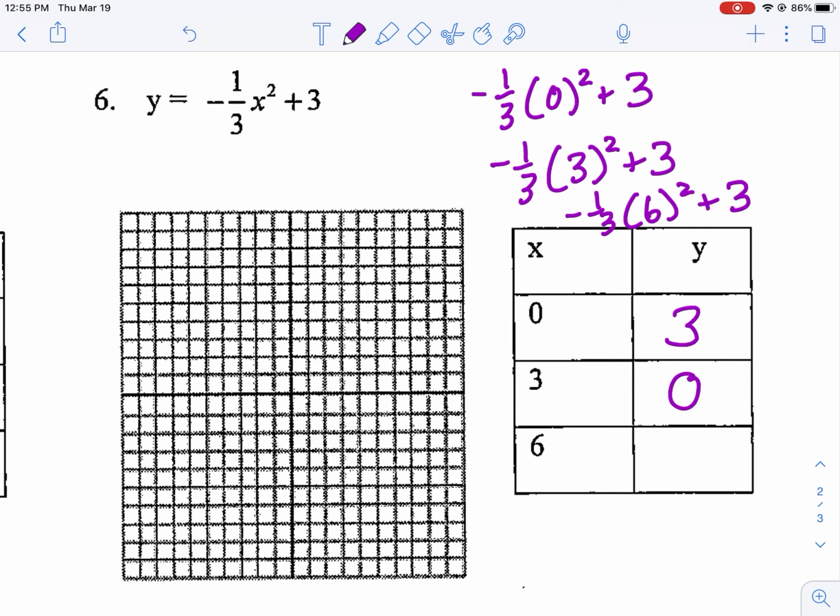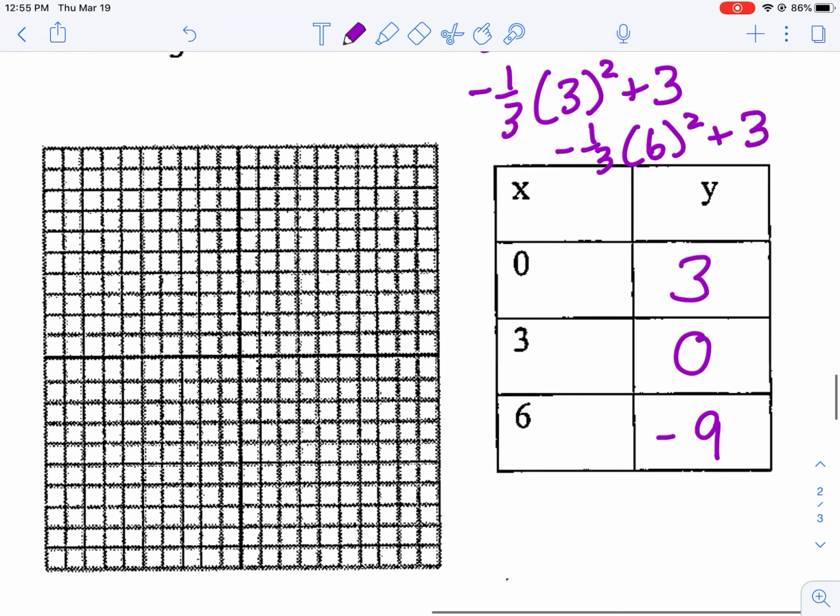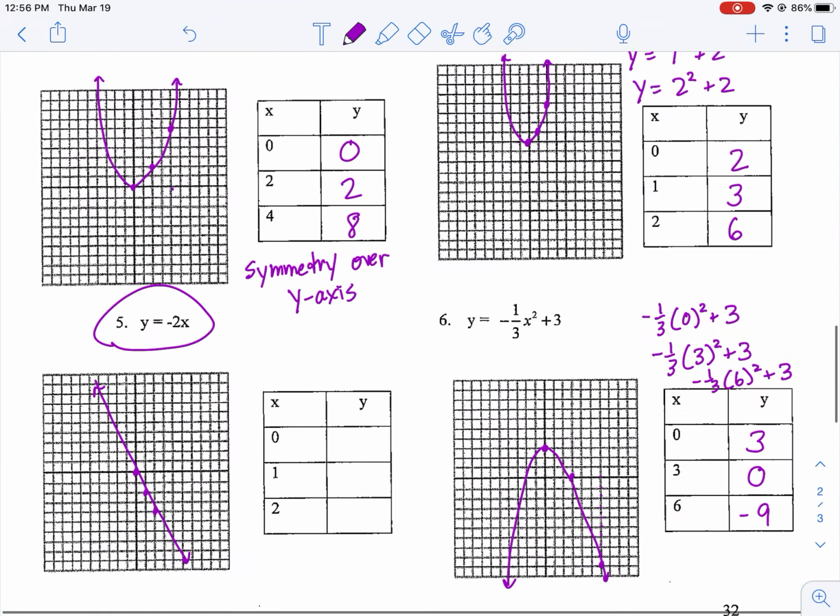And 6 squared is 36. Negative 1/3 of 36 is negative 12. Negative 12 and 9, or 3 is negative 9. This is going in the opposite direction. So we have 0, 3 right there. Then we have 1, 2, 3, 0. Then we have 4, 5, 6, and then 1, 2, 3, 4, 5, 6, 7, 8, all the way down here. So this is looking something like that. Remember the symmetry we talked about looks something like that. So this guy's going down.